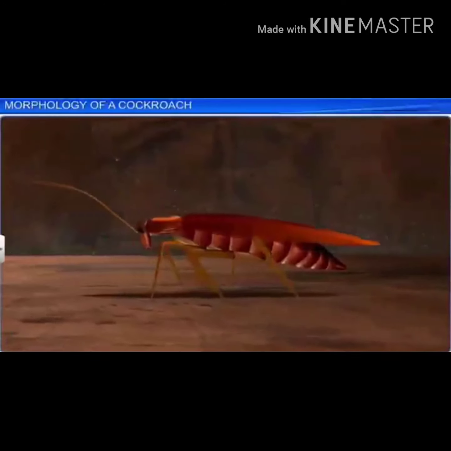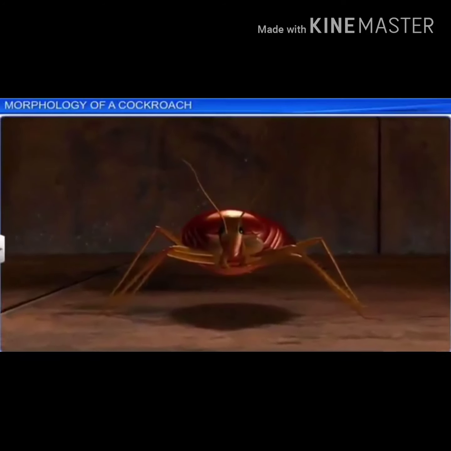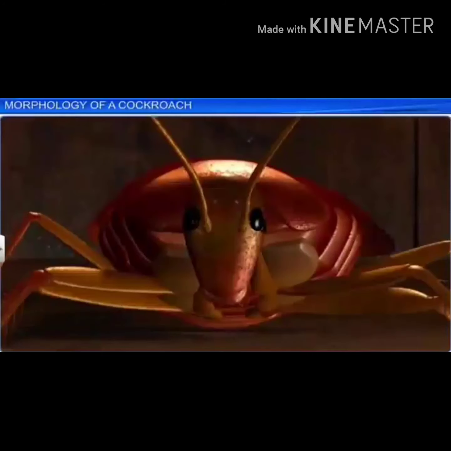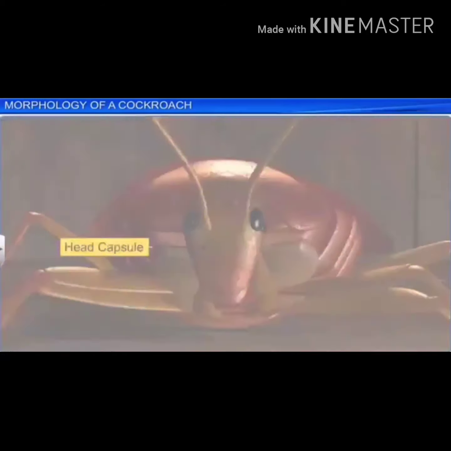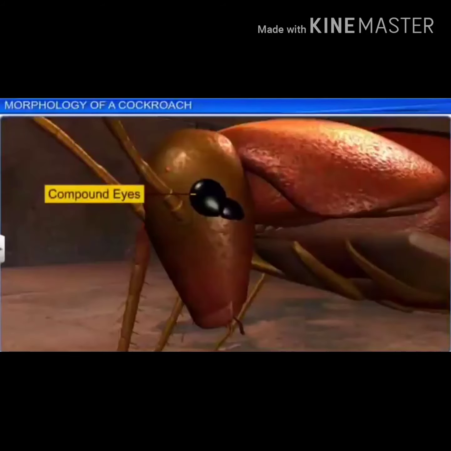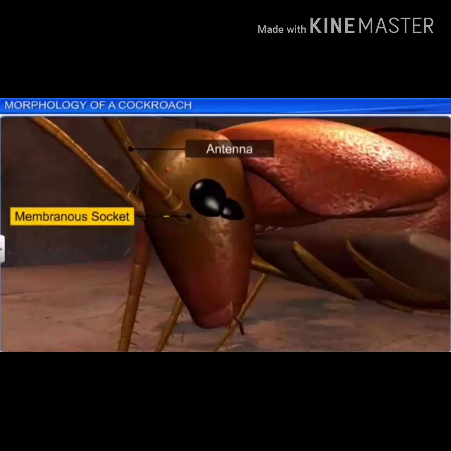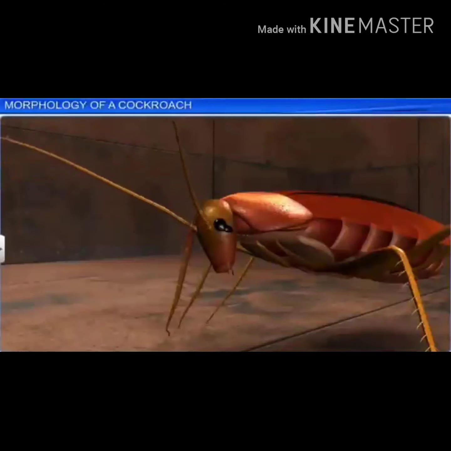In fact, the head is formed by the fusion of 6 segments and is covered by a number of plates which constitute the head capsule. This capsule bears a pair of large, compound eyes. It also bears a pair of long, slender antennae that arise from 2 membranous sockets. These antennae have sensory receptors which help monitor the surroundings.